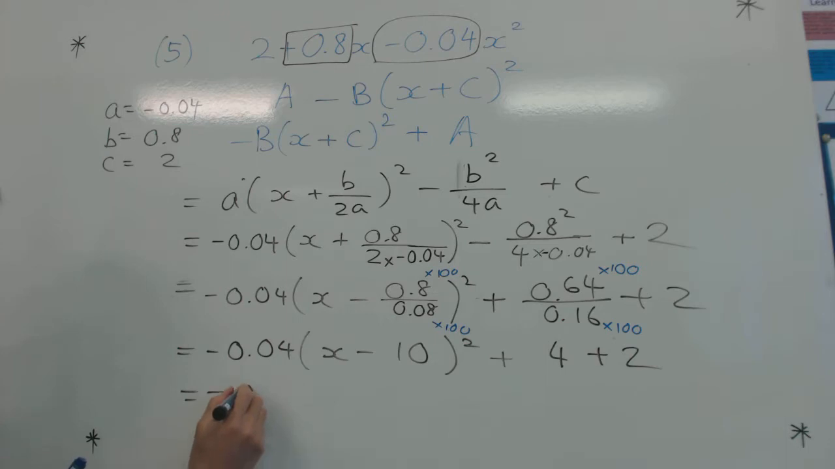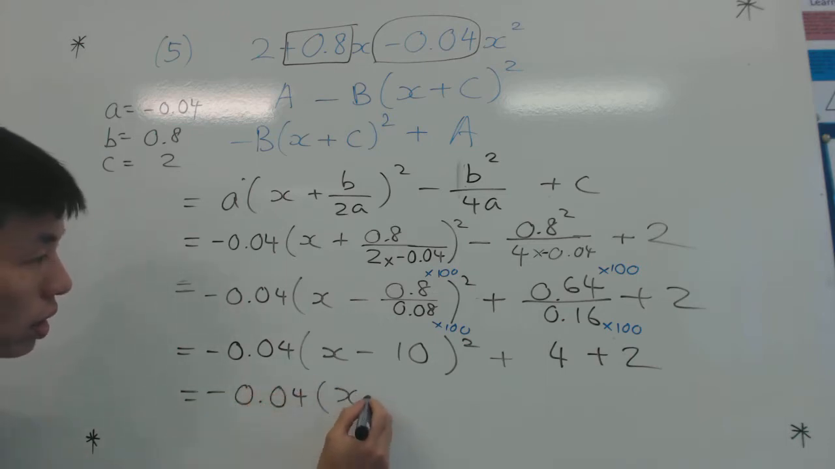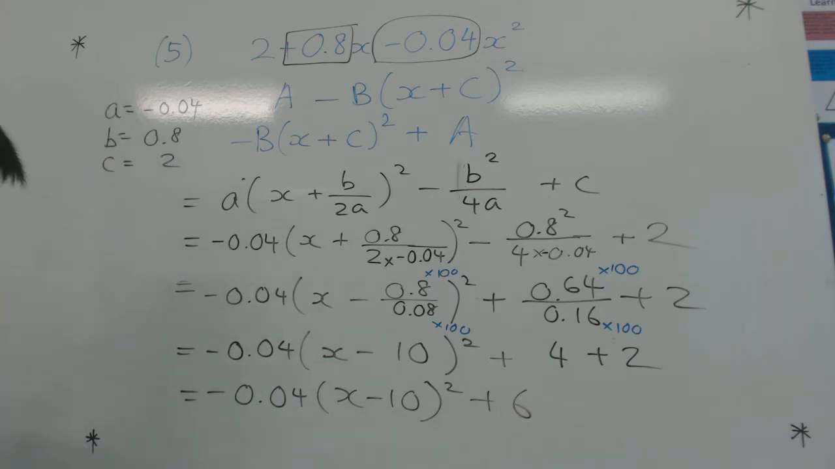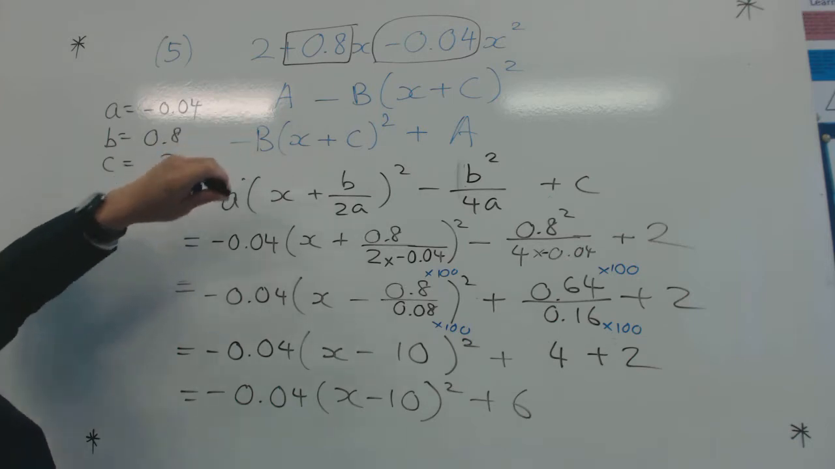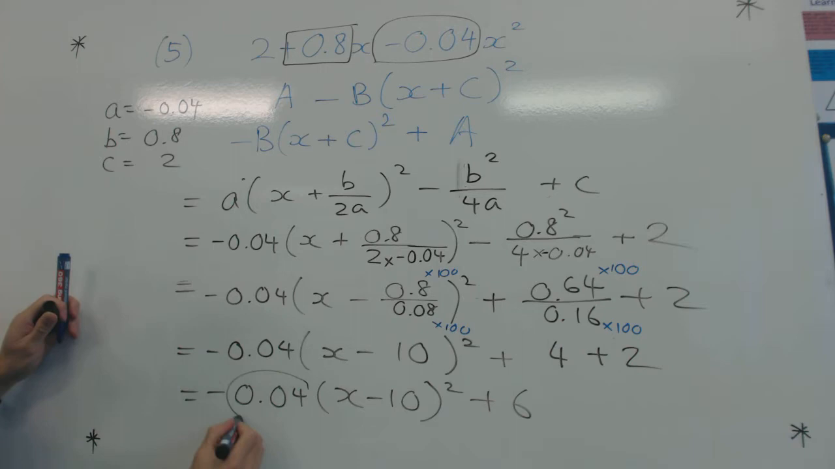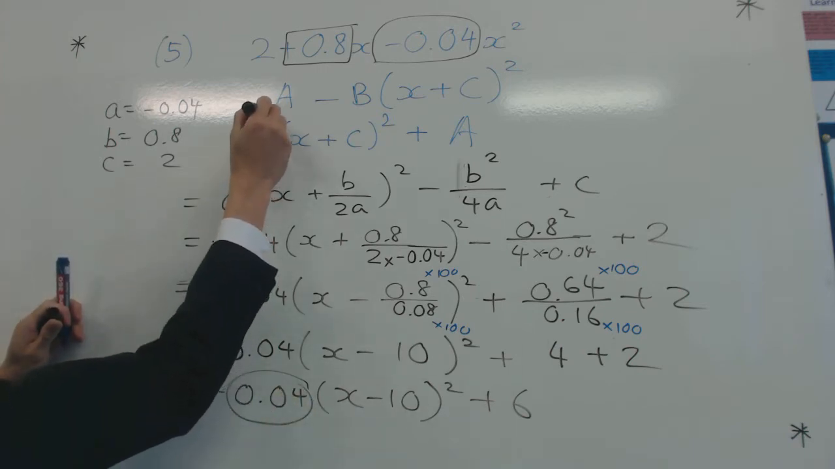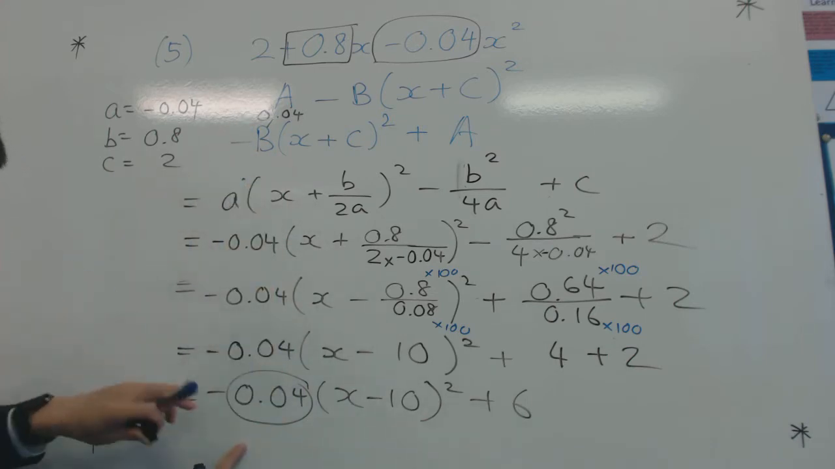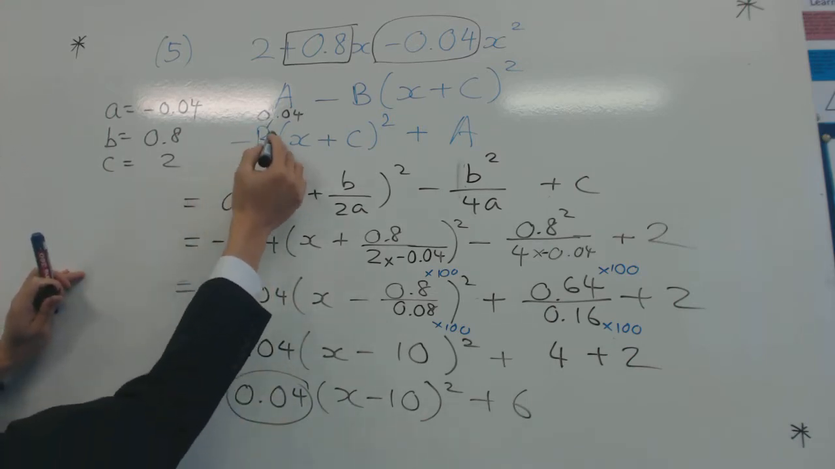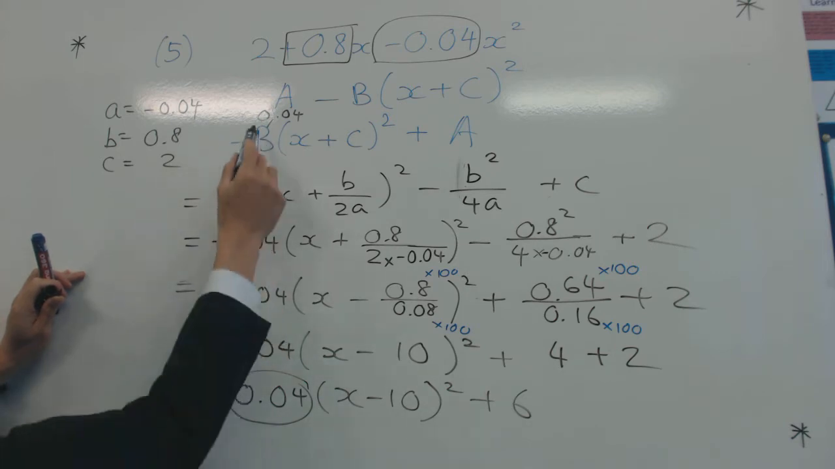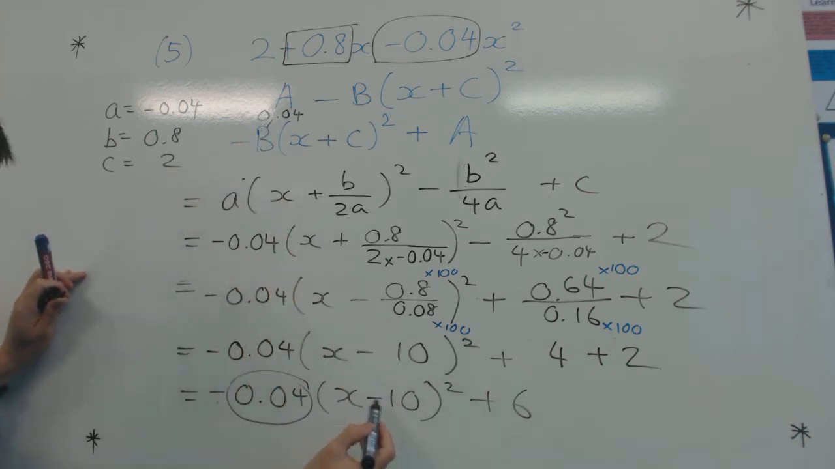So the answer, therefore, is that. But the question said, what are the constants A, B, and C? So if you do this as a comparison, B would be 0.04, not minus 0.04, because the minus sign is already there. They only want the value of this constant.